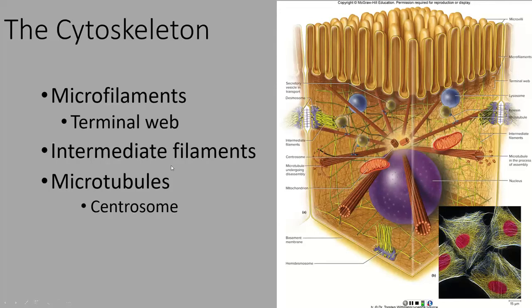And then the largest parts of the cytoskeleton are these structures called microtubules, and that's these big kind of brown-orange structures here. Microtubules, they are the biggest part of the cytoskeleton. They give very stiff support to the cell.